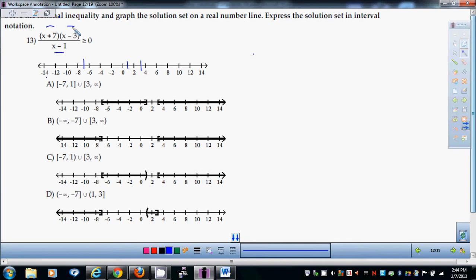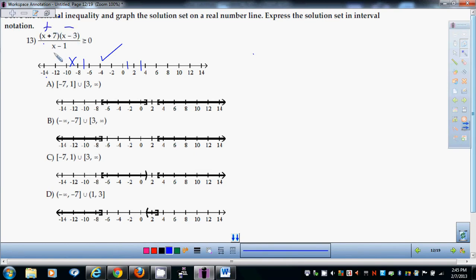Plugging in a number between negative 7 and positive 1, like 0 for instance, would give me a positive, a negative, and a negative. That would be a negative divided by a negative, which is a positive. Is a positive greater than 0? Why, yes, that's kind of the definition of a positive number. Let's try positive 2. It's in between these two. Positive 2 is going to be a positive number, negative number, positive number. Negative divided by positive is a negative. Is a negative greater than 0? No.